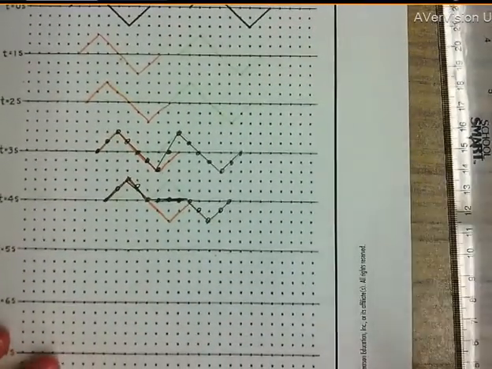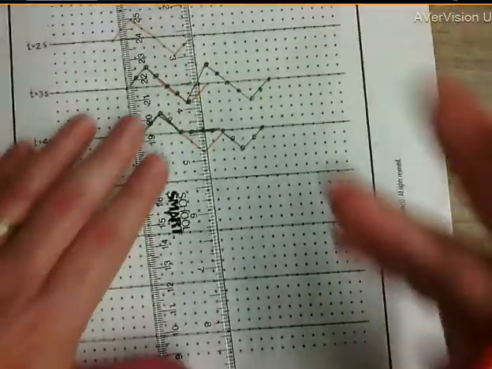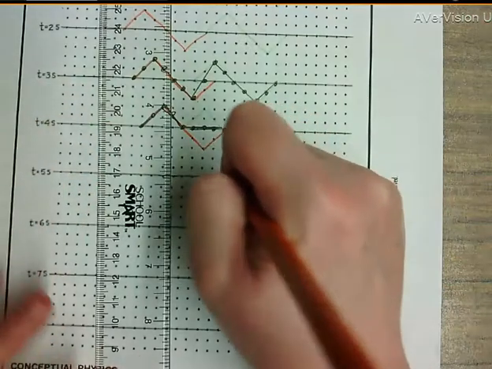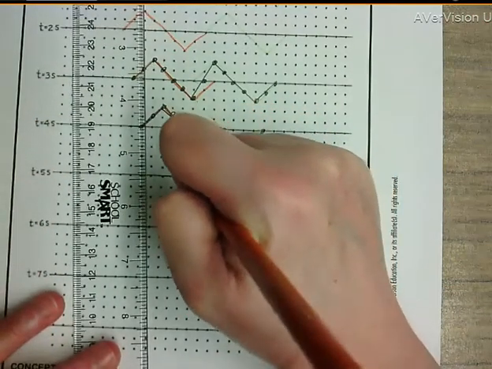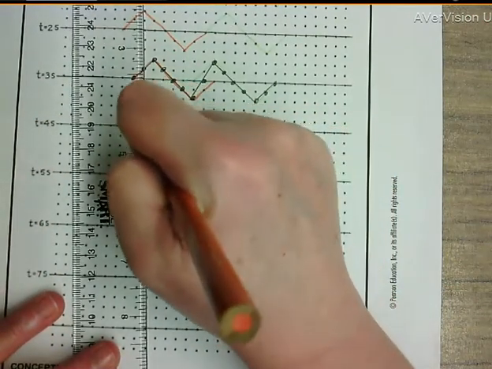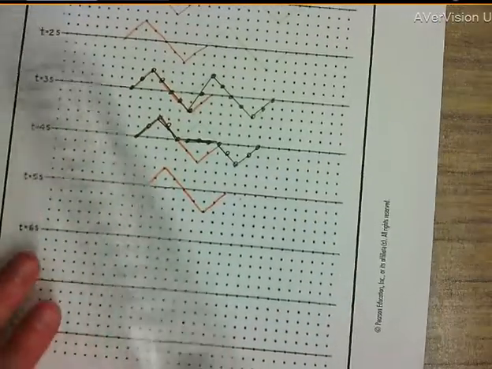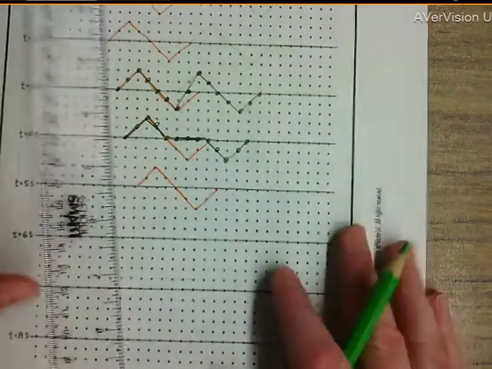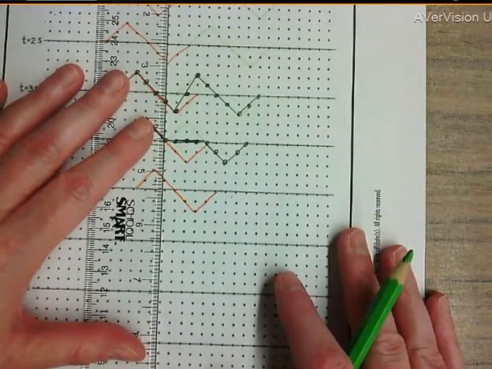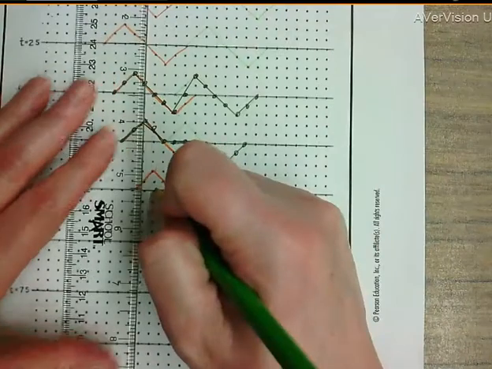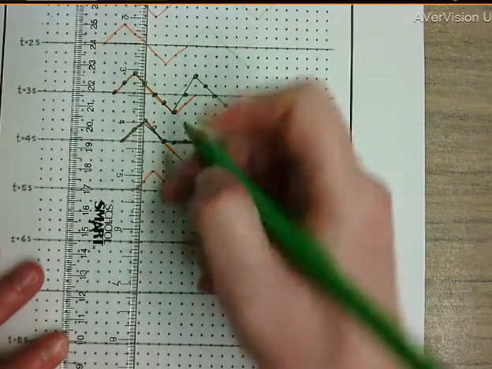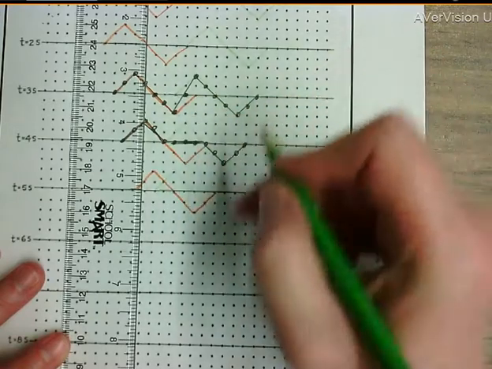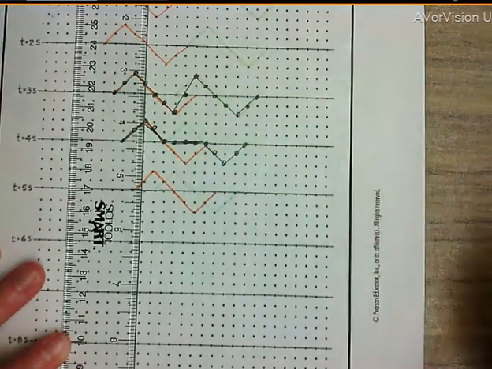Now my red is still moving. So it was here. It's going to move over 1. And again, it's down 2, up 2, up 2 more, down 2. Okay. My green is right here, and it's moving over 1, so it's here. So it's up 2, down 2, down 2 more, up 2 more.